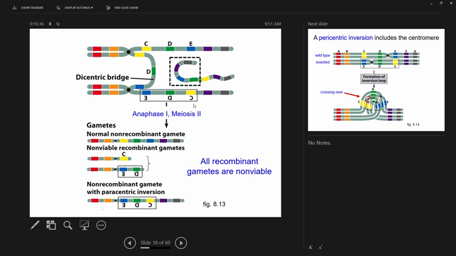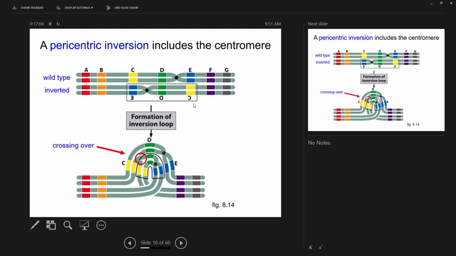So this one and this one are the non-recombinant gametes, and these two are the ones that underwent the recombination. So the recombinant gametes are inviable. These two are fine. The reason they're inviable is because all the recombinant gametes are missing sequence that was lost to the acentric chromosome.